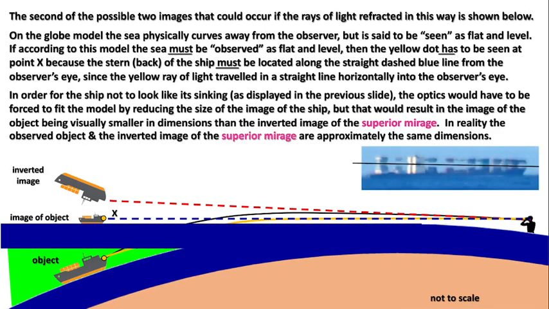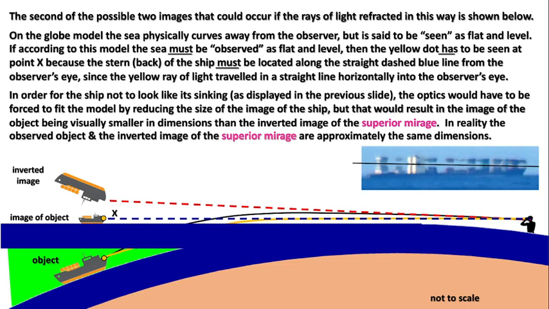The second of the possible two images that could occur if the rays of light refracted in this way is shown below. On the globe model, the sea physically curves away from the observer, but is said to be seen as flat and level. If according to this model, the sea must be observed as flat and level, then the yellow dot has to be seen at point X because the stern of the ship must be located along the straight dashed blue line from the observer's eye, since the yellow ray of light traveled in a straight line horizontally into the observer's eye.